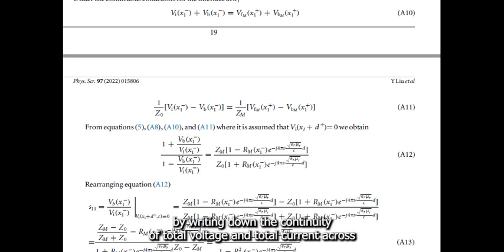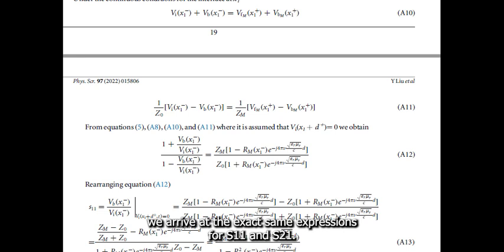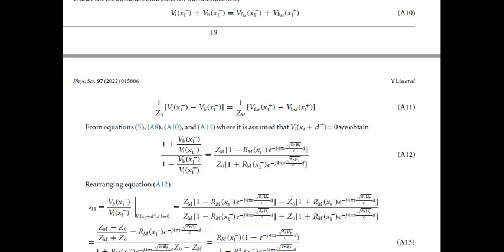By writing down the continuity of total voltage and total current across both nodes simultaneously, we establish a system of linear equations. By solving this system using middle school matrix mathematics, we arrive at the exact same expressions for S11 and S21. Furthermore, this continuous boundary path naturally yields the film's complex input impedance, Zin, for a metal-backed film.